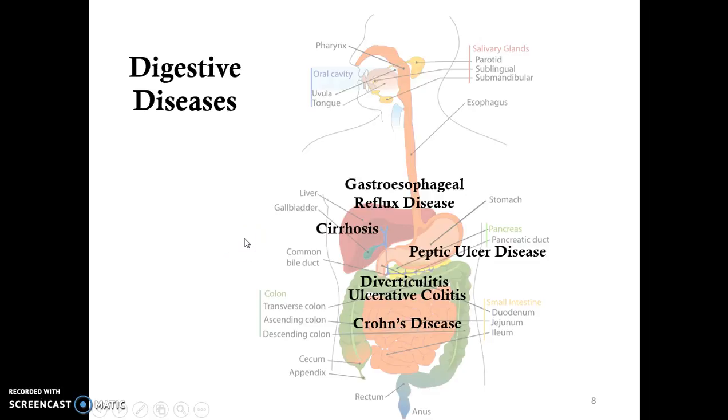Like I said, you guys are going to do more digging into these diseases later, but now you know the organs we're going to be talking about, you know that path of food through the body, and you have an idea of at least what some of these diseases are and which organs they are affecting.